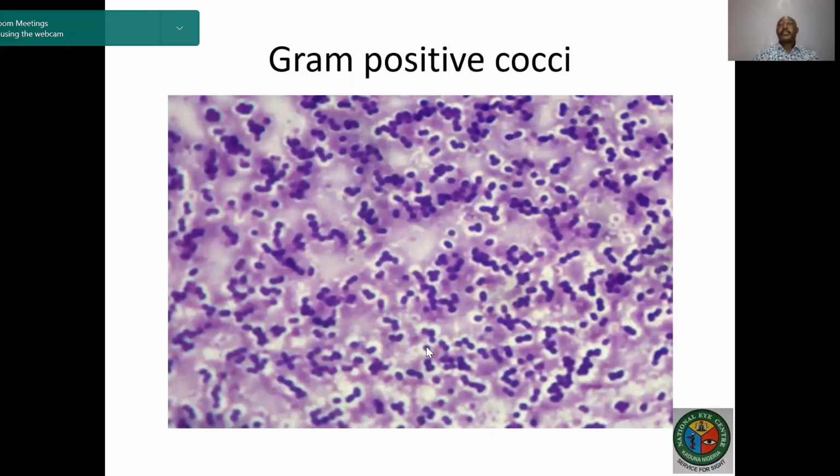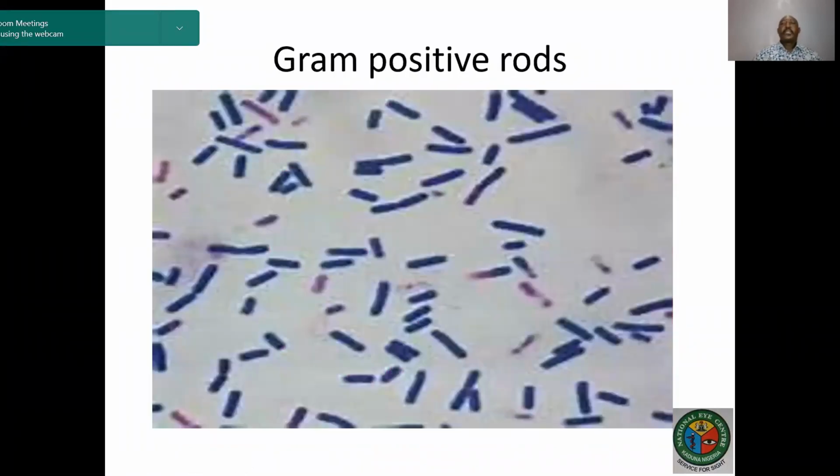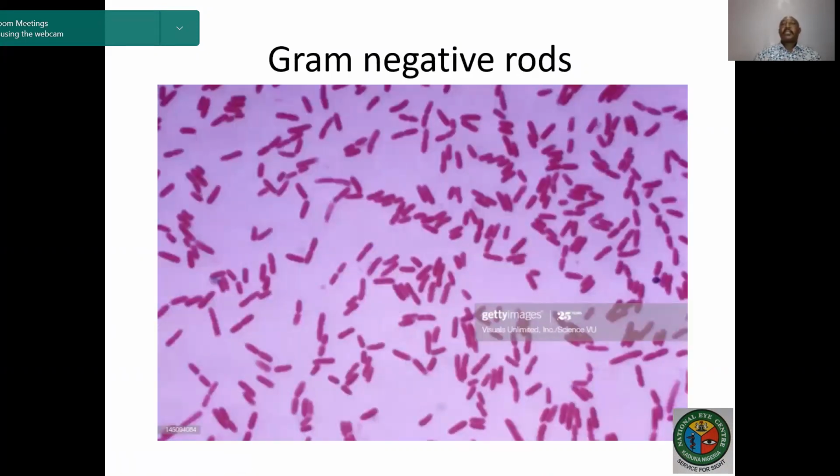These are typical of gram-positive cocci. These are typical of gram-negative cocci. These are typical of gram-positive rods. You can see they are longer. These are typical of gram-negative rods, from the length of the cells.